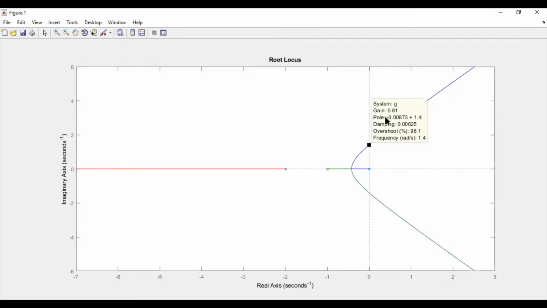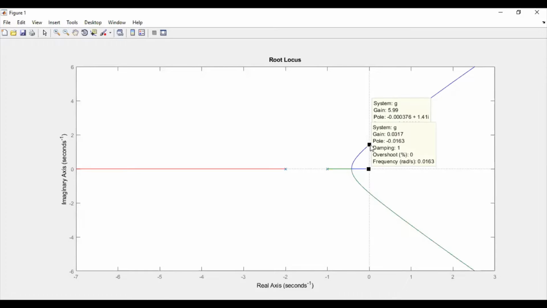So it is as good as 0. Fine. So you can say it as 0 plus 1.4i, where 1.4 is approximately square root of 2. And the gain for this particular value of pole is 5.99, which is approximately 6.